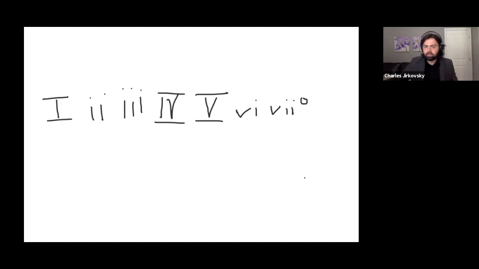I don't suppose anyone is standing with a piano in front of them who plays piano? Nope, that's okay. All right, so going back to the piano.